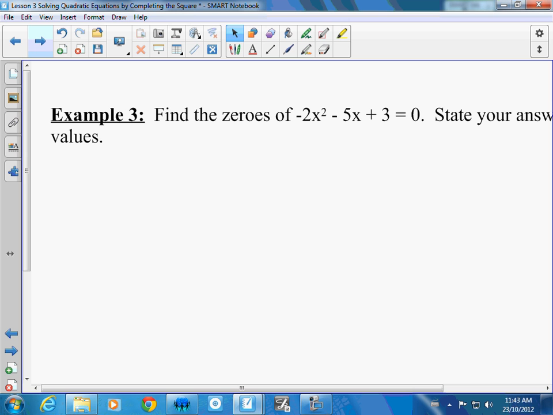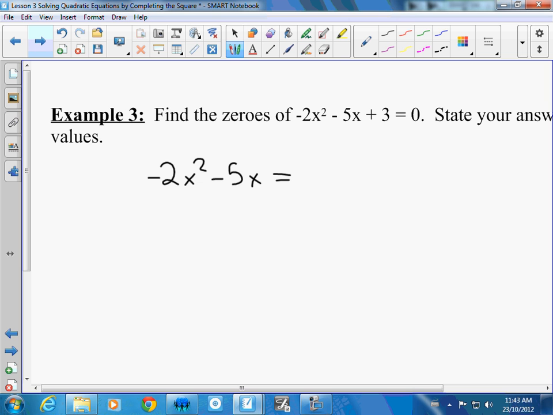So, there's our quadratic: negative 2x squared minus 5x plus 3 equals 0. What we're going to do in this case is solve it by completing the square, like we've done for the last 2 questions. So we're not going to make it equal to 0. We're going to make it equal to, not plus 3, minus 3, because we're going to move it to the other side. So we go negative 2x squared minus 5x equals negative 3. Okay, there we go.